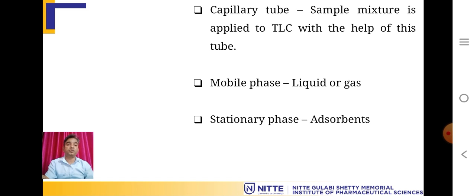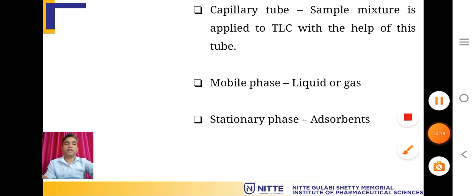And then again, the mobile phase you choose here is a liquid or a gas, and the stationary phase you choose depends upon what type of compound you are going to study. After this slide, in the next slide we'll see other details of adsorption chromatography. Till then, if you can understand this, there will be a question for this section, and you can answer how the adsorption works, right? So for this, thank you so much.